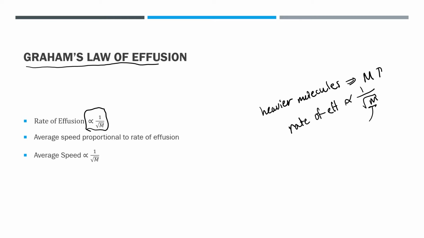That means the average speed is proportional to the rate of effusion, and therefore the average speed is proportional to 1 over root m, because the rate of effusion is proportional to 1 over root m as well. So this is just a key point to note, because these observations about the average speed will come back when we derive the formula for the root mean squared speed of an ideal gas in a future video.